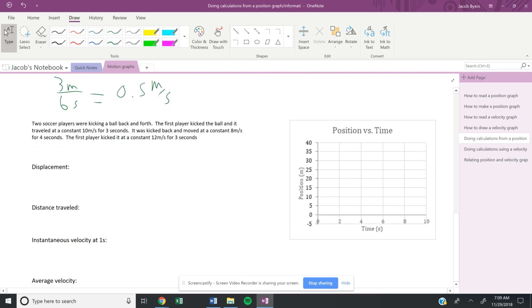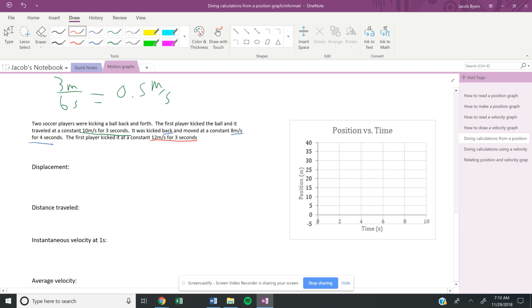Now, there's another way we can do this. Okay, we're given information here. You can either get the information from the question and do it, or graph it. I always find it easier to graph. Okay, so the first one is they travel forward at 10 meters per second for 3 seconds. Then they move back at 8 meters per second for 4 seconds. And lastly, it kicked forward again at 12 meters per second for 3 seconds.